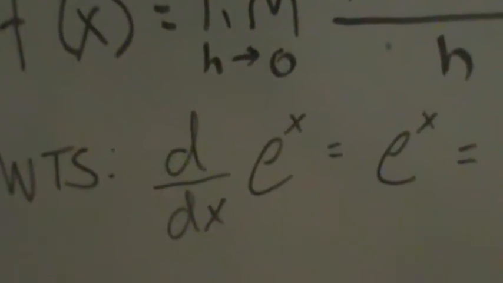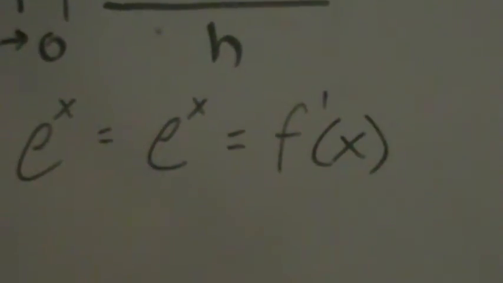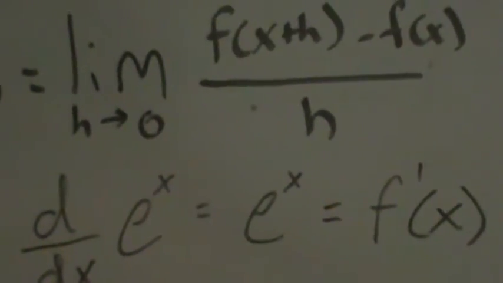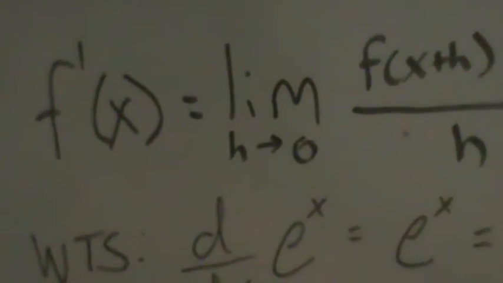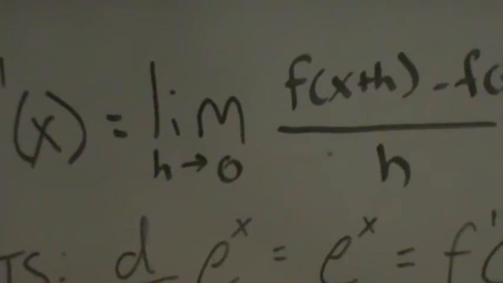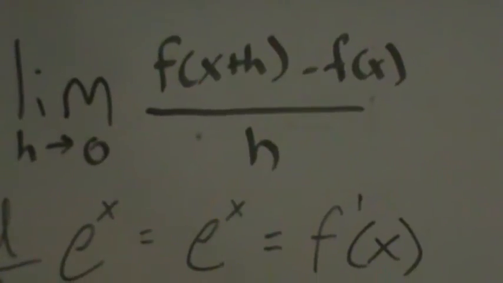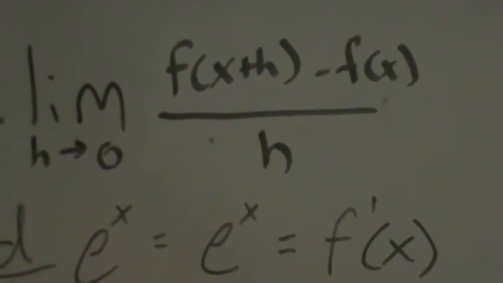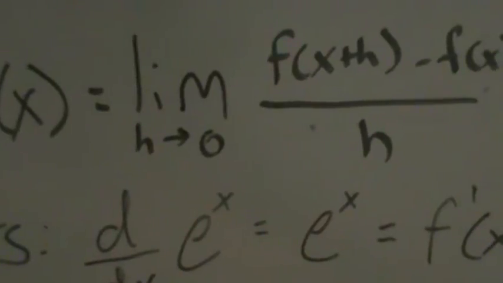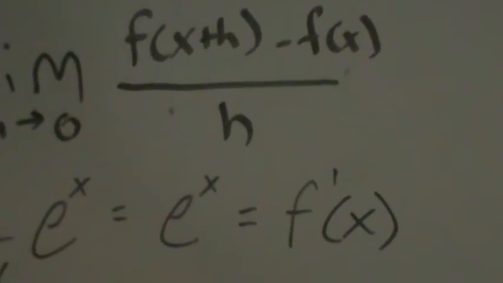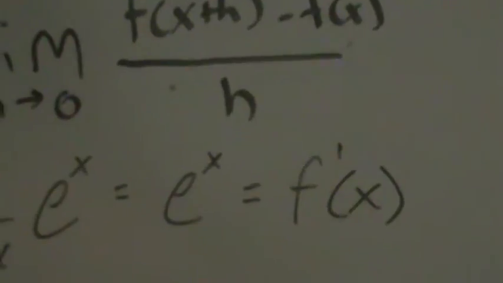So, in order to prove this, what we want to show is that the derivative of e to the x is e to the x, or it's equal to f prime of x. If we go back to the main definition of the derivative, f prime of x equals the limit as h approaches 0 of f of x plus h minus f of x divided by h. From this definition, we're going to show that the derivative of e to the x is e to the x.